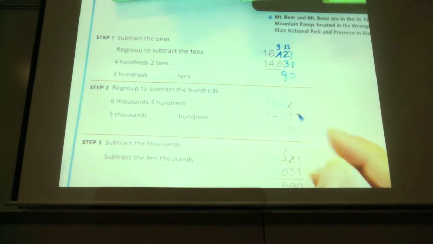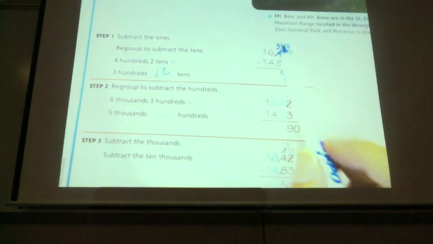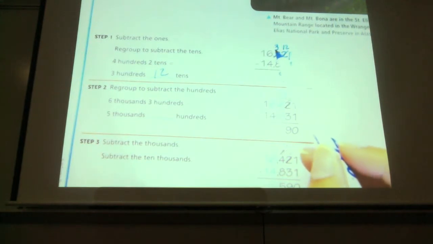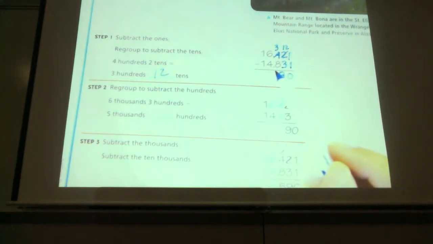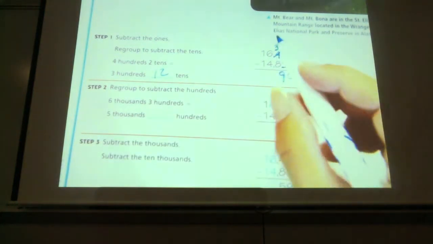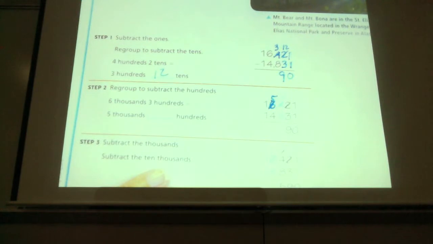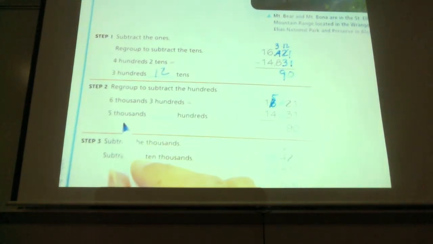Okay. Now we've carried this whole problem down. Look up here. How many hundreds do I have? 3. Can I do 3 minus 8? No. I can't take 8 from there. So I need to regroup again from the thousands place, which is currently a 6. I can regroup that to 5. So now I have 5 thousands.